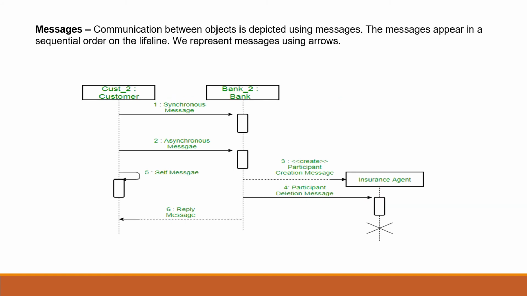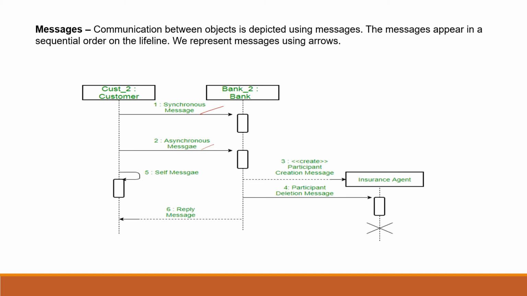Now let's understand the messages. As we have already discussed, these are the communication between the objects using messages. We have different kinds of messages, as I have already shown you in this diagram. The very first is the synchronous message. It is a message that waits for a reply before the interaction can move forward, whereas an asynchronous message does not wait for a reply from the receiver.